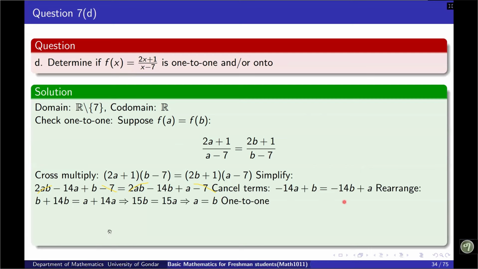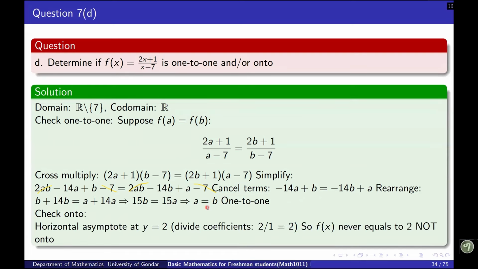Rearranging these terms, we have b plus 14b is equal to a plus 14a. That means taking this one to the right side and bringing this one to the left, and this implies 15b is equal to 15a. Dividing both sides by 15, we have a is equal to b, so the function is a one-to-one function.